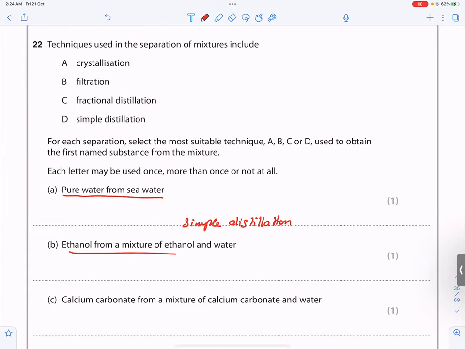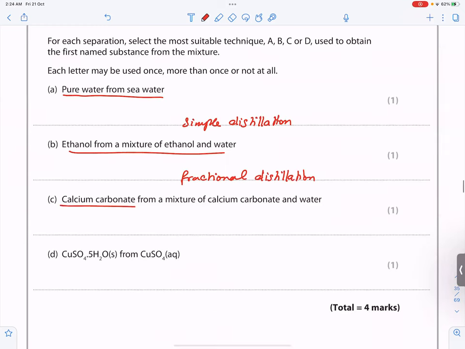Ethanol from mixture of ethanol and water. Type of fractional distillation. Calcium carbonate, دي مادة ما بتدوبش في المية. From mixture of calcium carbonate and water, هتبقى filtration. Copper 2 sulfate, اللي هو hydrated crystals in blue, from solution copper 2 sulfate, يبقى ده هيبقى crystallization.